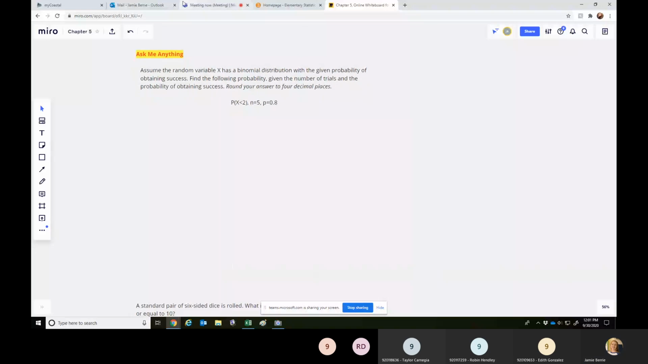So the first question that I got this morning was, and someone else has asked about this too, so this was a common question that people were having trouble with. This is from section 5.1.